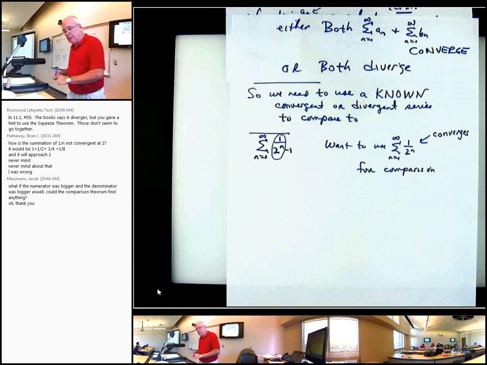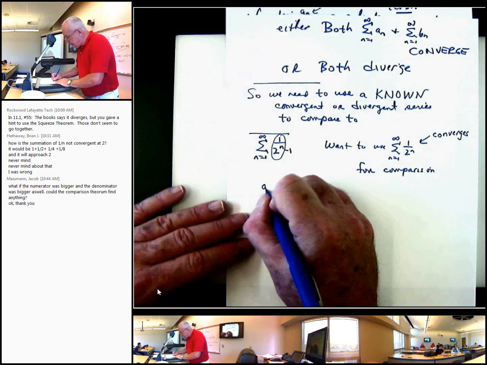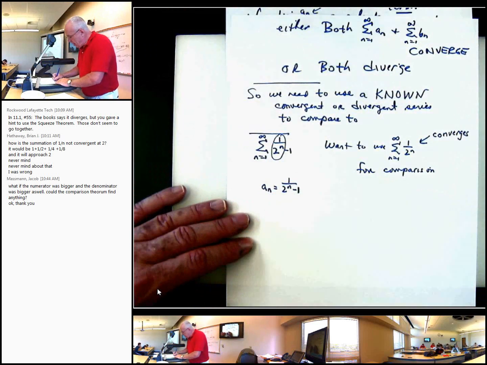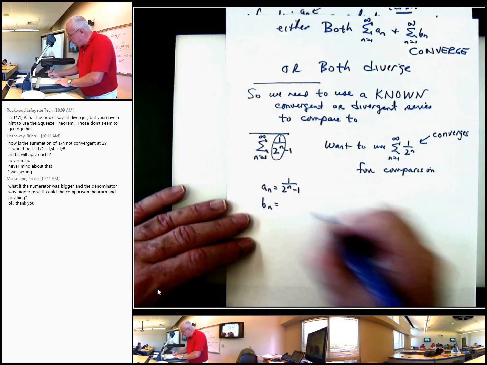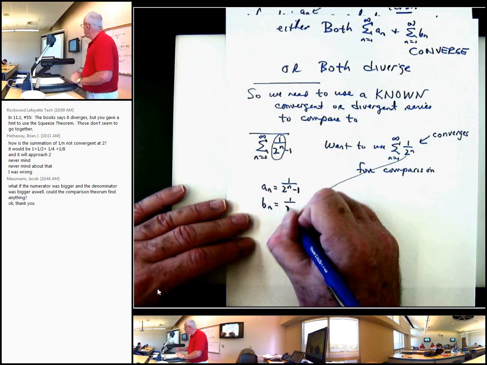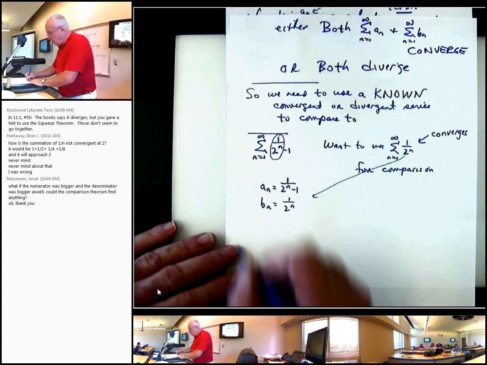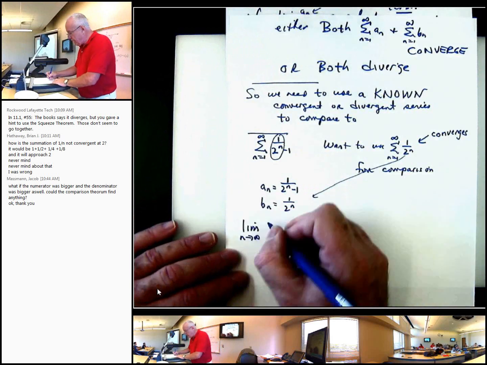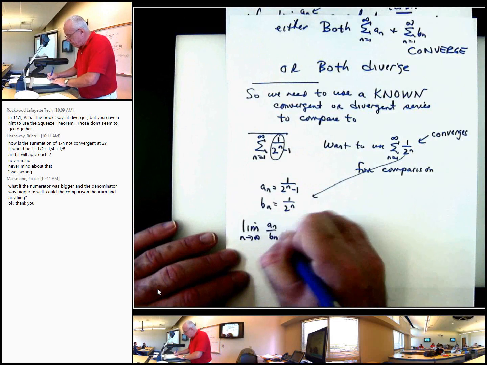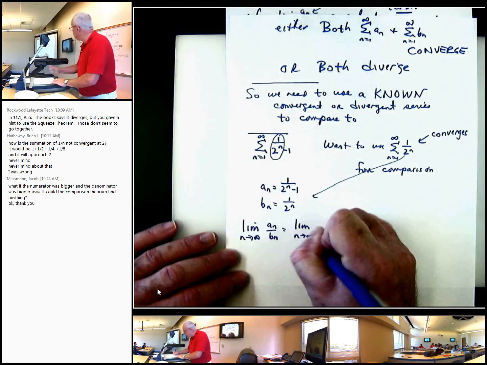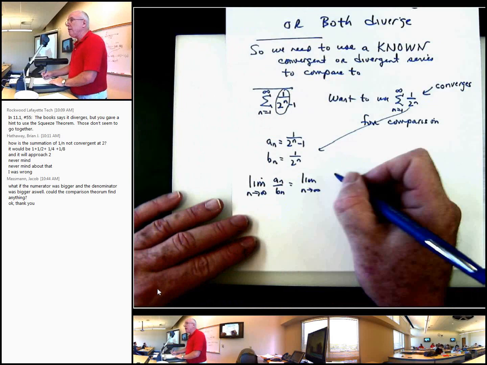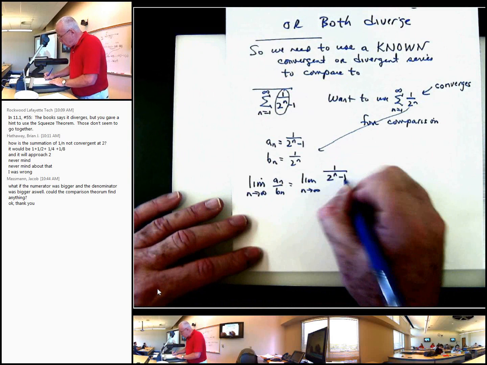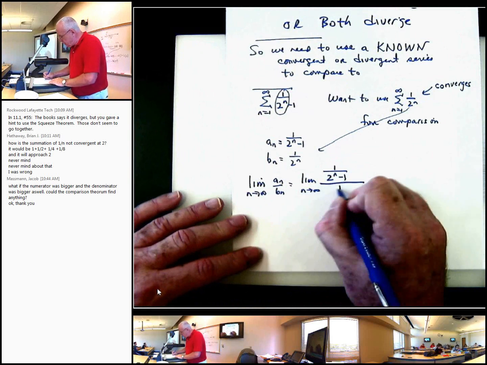So what we have to do then, so here our a sub n is equal to 1 over 2 to the n, take away 1, and our b sub n, for purposes of this theorem, is the 1 over the 2 to the n. So to use this theorem, we have to do the limit as n goes to infinity of a sub n over b sub n. So that's the limit as n goes to infinity of what? Now we're going to have a fraction divided by a fraction. 1 over 2 to the n minus 1, over 1 over 2 to the n.